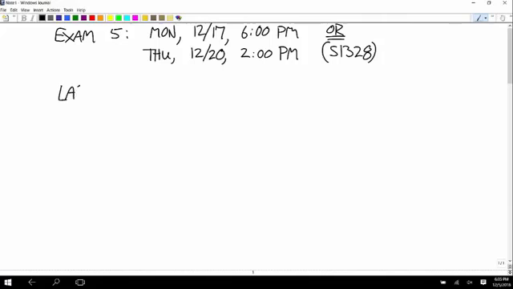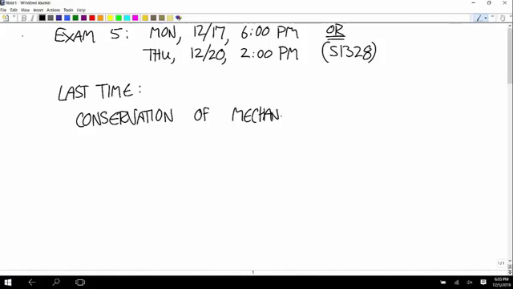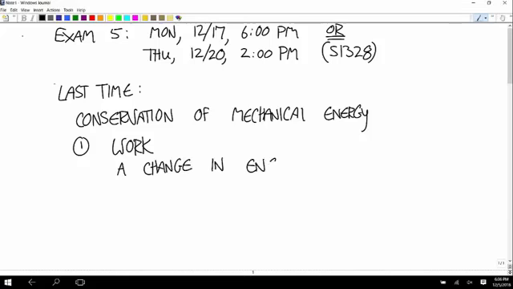Last time we started talking about conservation of mechanical energy. And we started by talking about the idea of work. Anyone remember what the definition of work is? Not the mathematical one, but what is work? So work is a change in an object's energy caused by the application of a force.